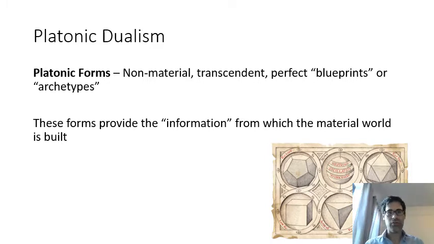A Platonic form refers to non-material, transcendent, perfect blueprints or archetypes. So Plato's forms are theorized to be non-material, right? So they cannot be weighed or measured. They are transcendent, meaning that they are beyond this world. They exist in another reality. And they are perfect, right? They are without fault or blemish. They are ideal. And they are blueprints or archetypes, meaning that they provide the information upon which the material world is built.